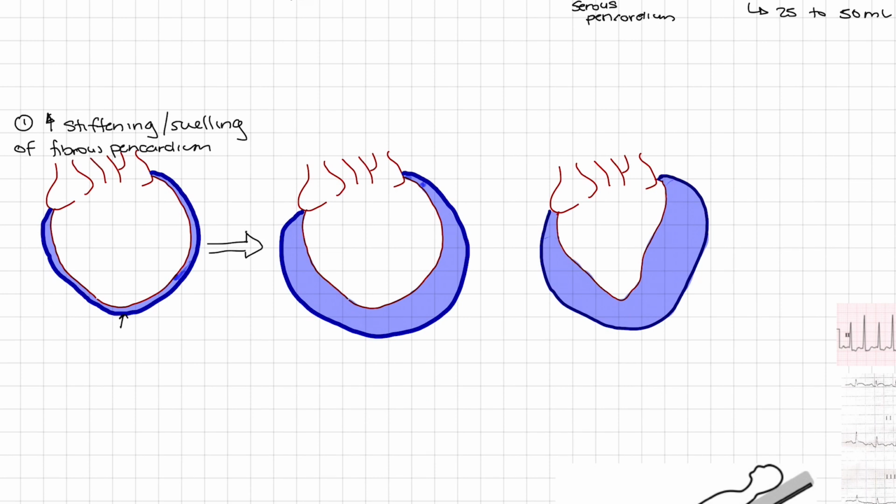As we move into the later stages of pericarditis, or if it's allowed to continue, what we start to see happening here is we have our stiffening and swelling of the fibrous pericardium, but we also see an increase in pericardial fluid. And this is the pericardial effusion. So in the second stage, we're seeing pericarditis with pericardial effusion.